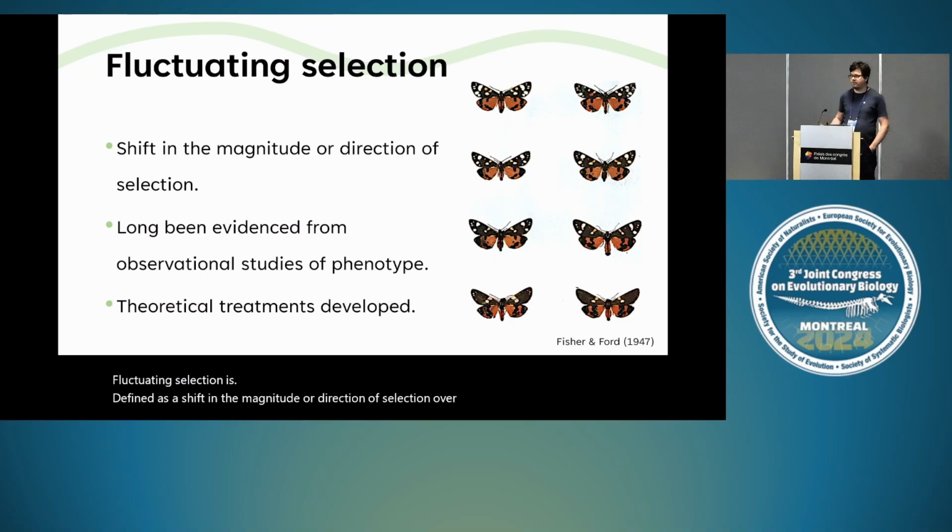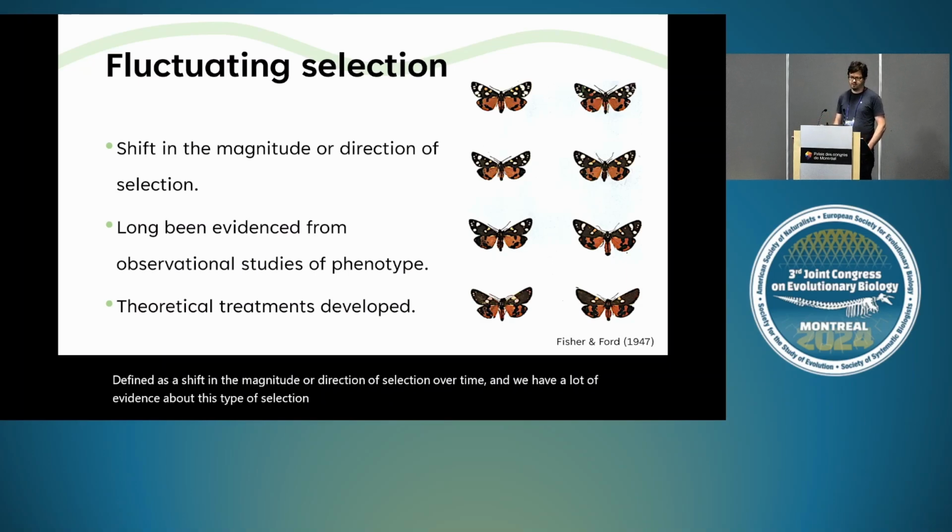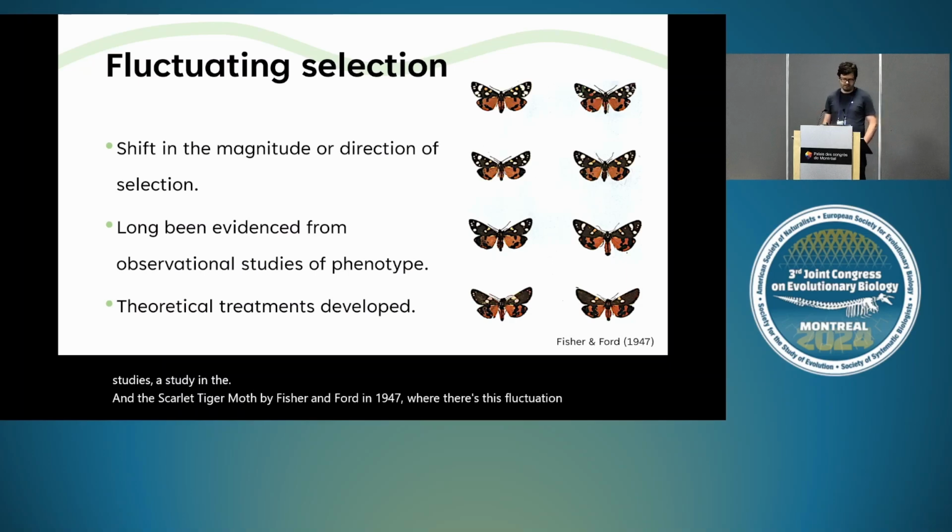And we have a lot of evidence about this type of selection from phenotypes, right? There are a lot of phenotypes that fluctuate over time in a way that's too strong to be consistent with genetic drift. A classic study is the study in the scarlet tiger moth by Fisher and Ford in 1947, where there's a fluctuation in wing patterns.